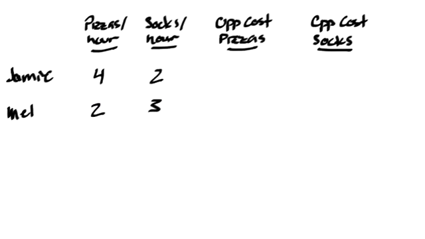So let's look at the opportunity cost of production for Jamie and Mel. They can produce pizzas and socks, so you've got their rates per hour of production. So go ahead and calculate the opportunity cost of pizzas and the opportunity cost of socks for Jamie and Mel.